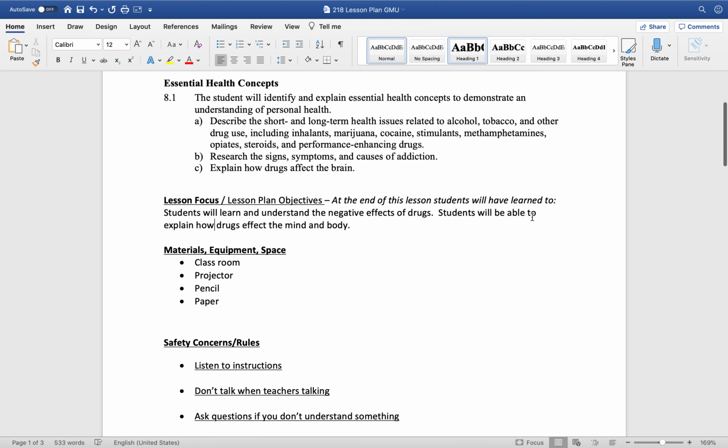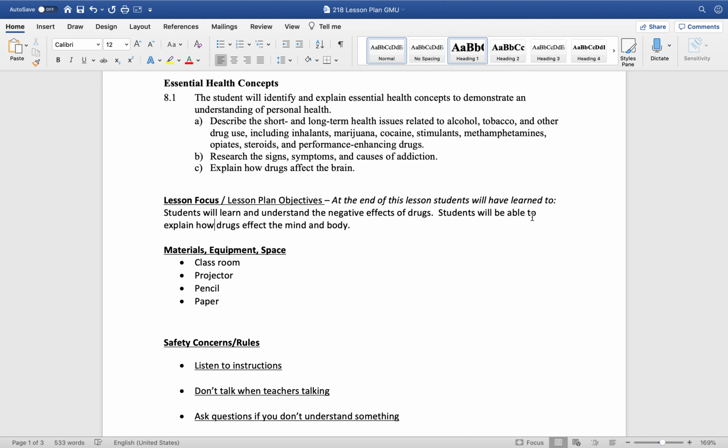So for the SOL components, the student will identify and explain essential health components to demonstrate an understanding of personal health. A, describe the short and long-term health issues related to alcohol, tobacco, and other drug use, including inhalants, marijuana, cocaine, stimulants, meth, opioids, steroids, and PEDs. B, research the signs, symptoms, and causes of addiction. And C, explain how drugs affect the brain.